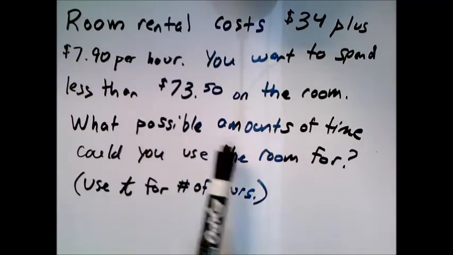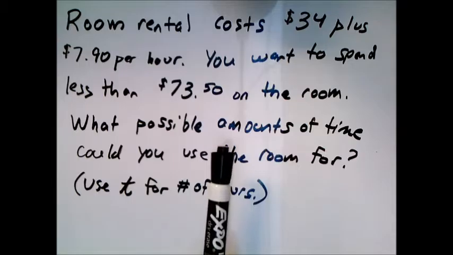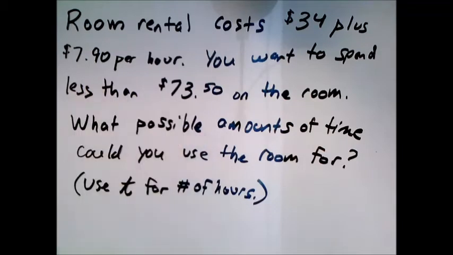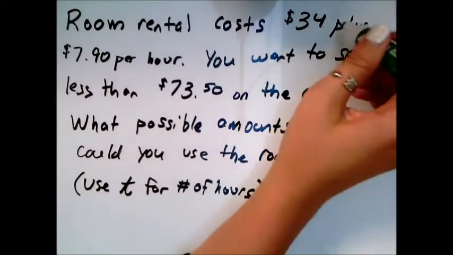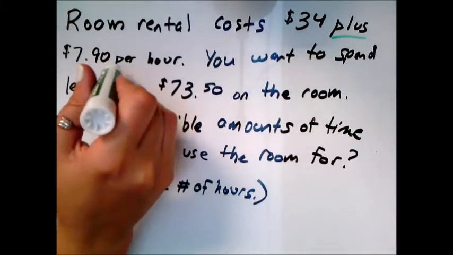See what it says, what possible amounts of time? So you don't have to exactly use up every cent in your budget. You could do equal to or less than any amount, or in this one they say strictly less than. So we want to look for keywords like 34 plus, or in addition to, they'll sometimes say.